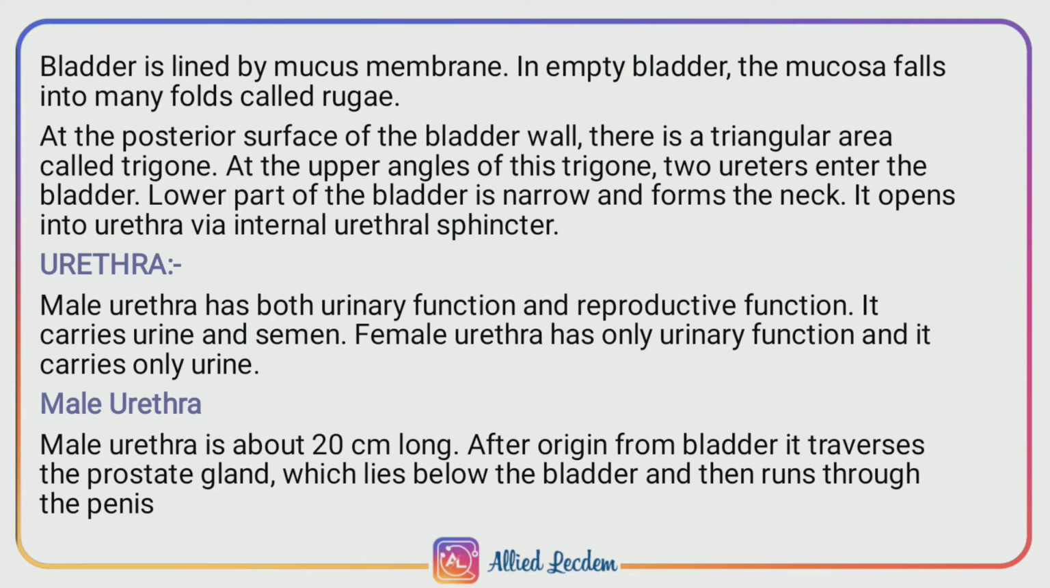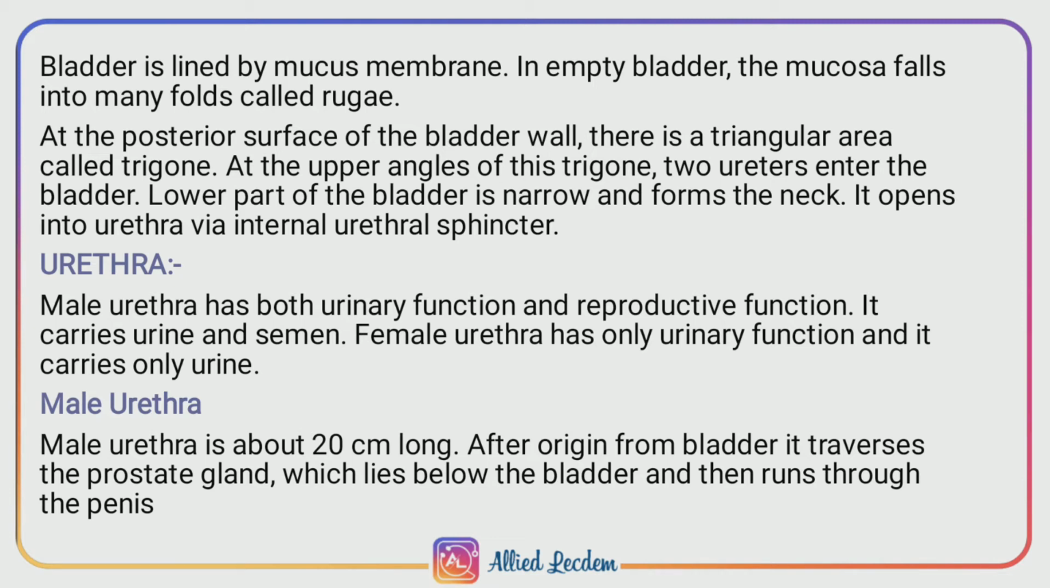At the posterior surface of the bladder wall, there is a triangular area called trigone. At the upper angles of the trigone, two ureters enter the bladder. The lower part of the bladder is narrow and forms the neck, and it opens into the urethra.